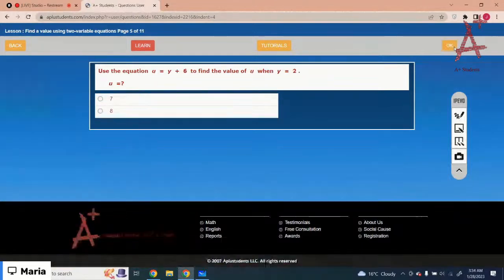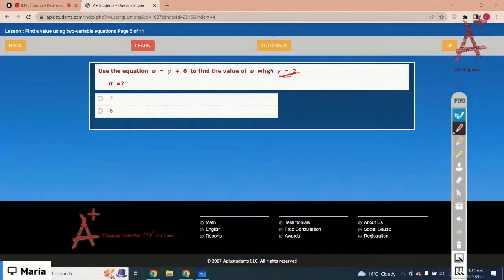Okay, the next one is use the equation U equals Y plus 6 to find the value of U when Y equals 2. So just replace the Y with the value. It would be 6 plus 2, and 6 plus 2 equals 8. Got it? The correct option is 8.